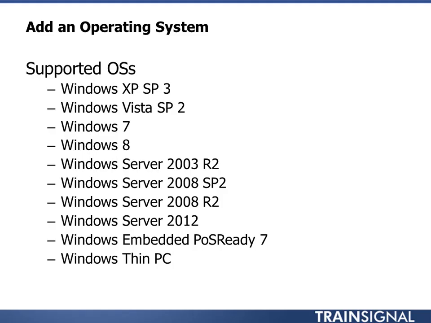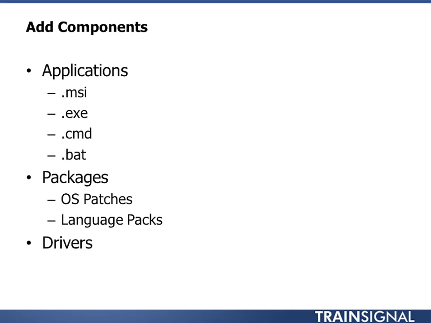Next, we need to add some MDT components and create a task sequence. First, we'll add an operating system. These are the supported operating systems that we can add to MDT. We can add additional components like applications and MSIs, EXEs, CMDs, or BAT files. So you create that package files together or run custom command lines. Pretty much anything you could put in a CMD or BAT file can be deployed using MDT. The Packages node is just for operating system patches and language packs. Then drivers, those are our out-of-box drivers that we'll be adding.